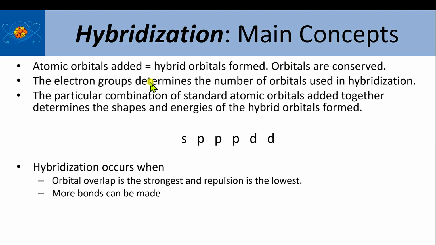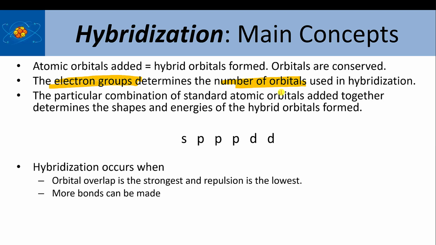The way we determine the hybridization in valence bond theory is by looking at the Lewis structure, okay? And we look at the number of electron groups on the central atom. So electron groups determines the number of orbitals we use, because that's going to be determining how many things we can bond and how many lone pairs we'll have on the central atom.